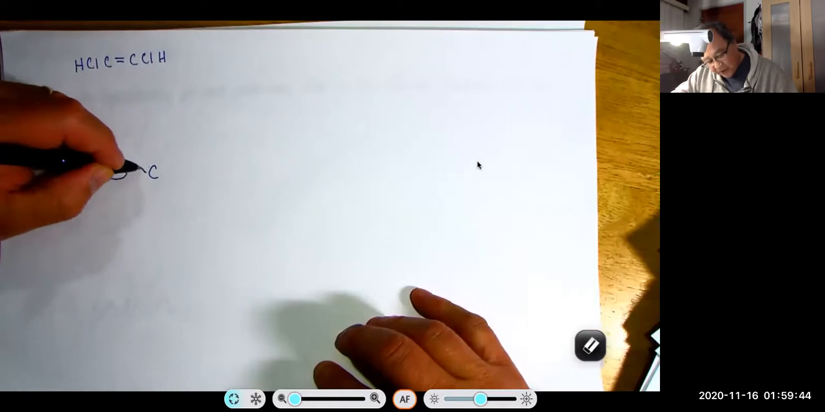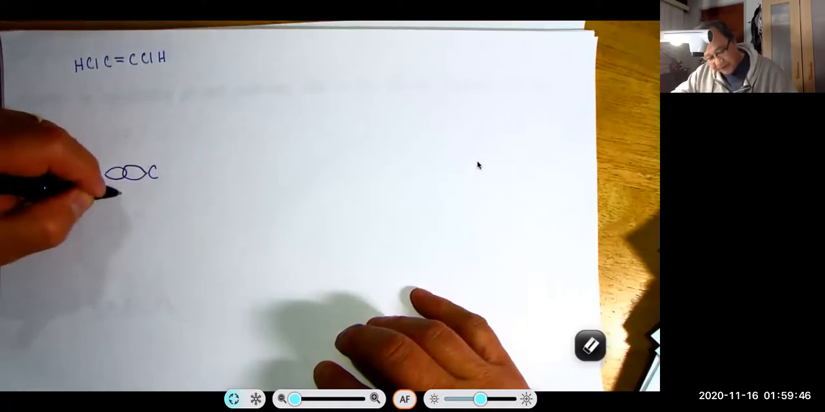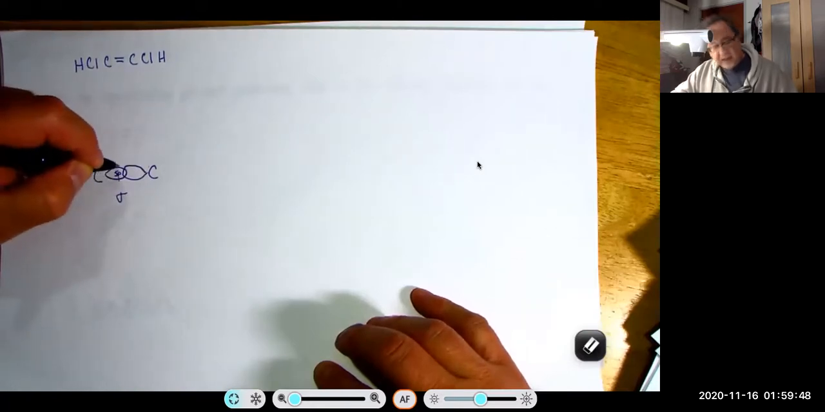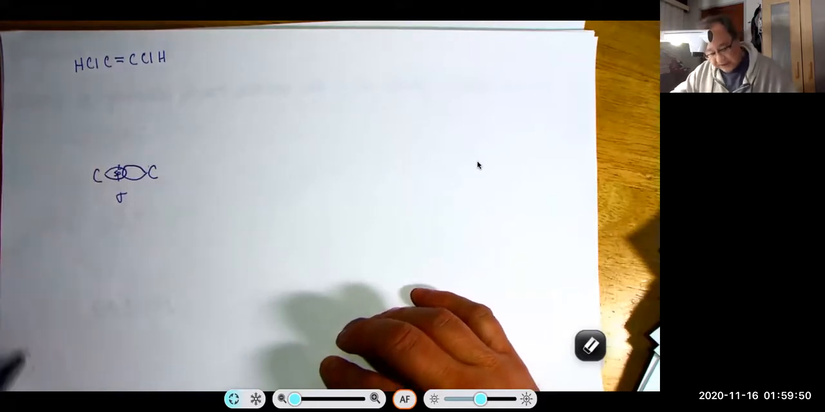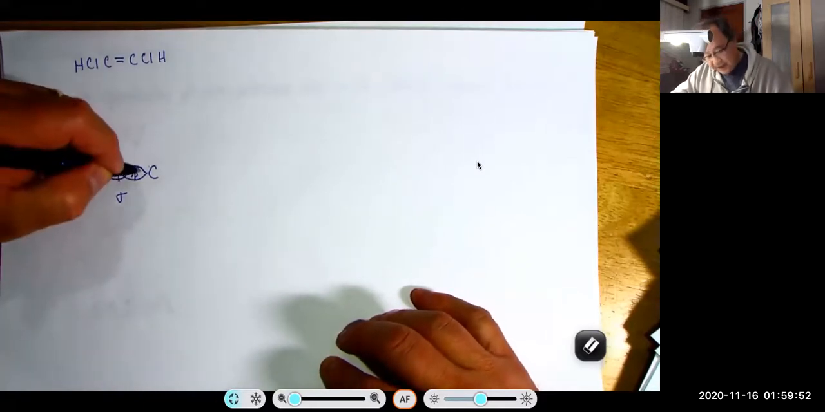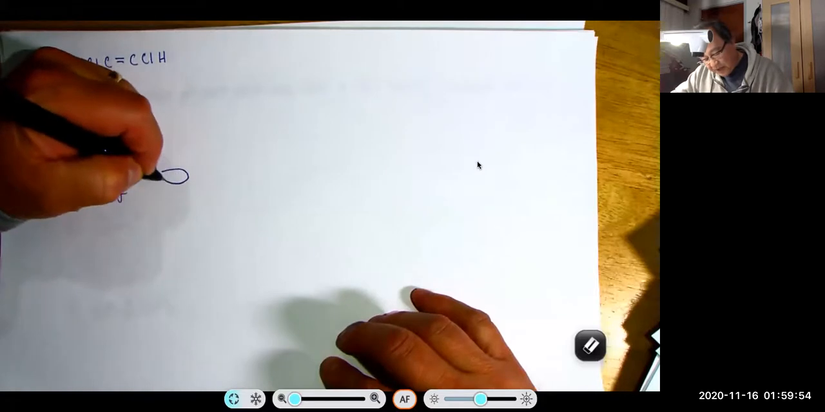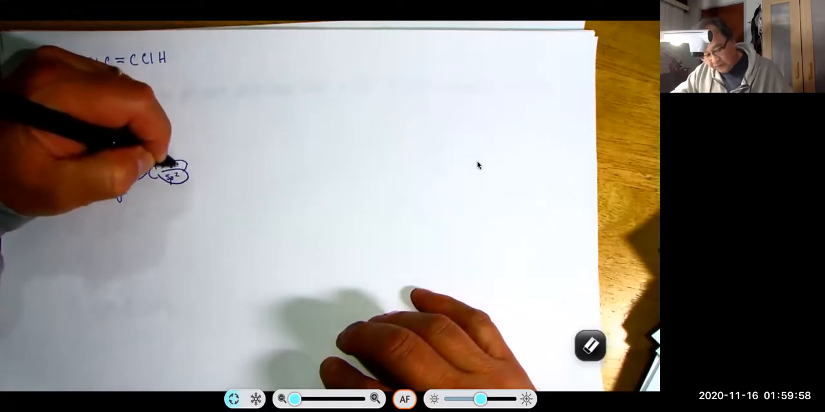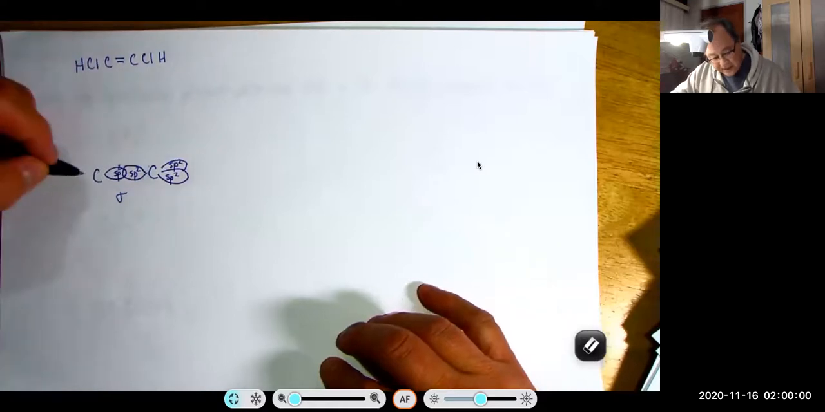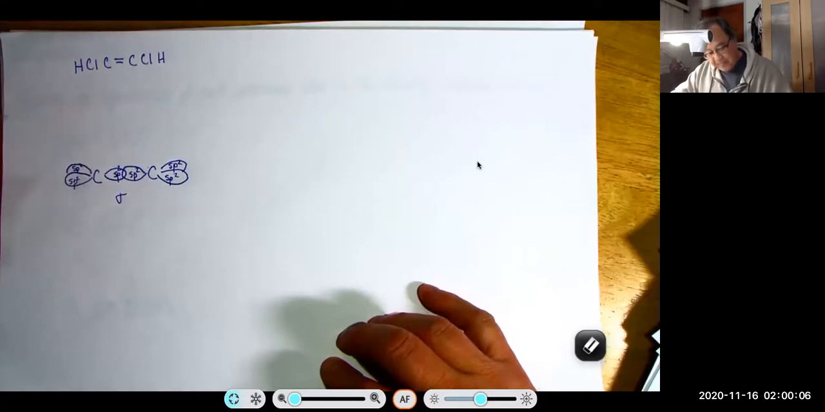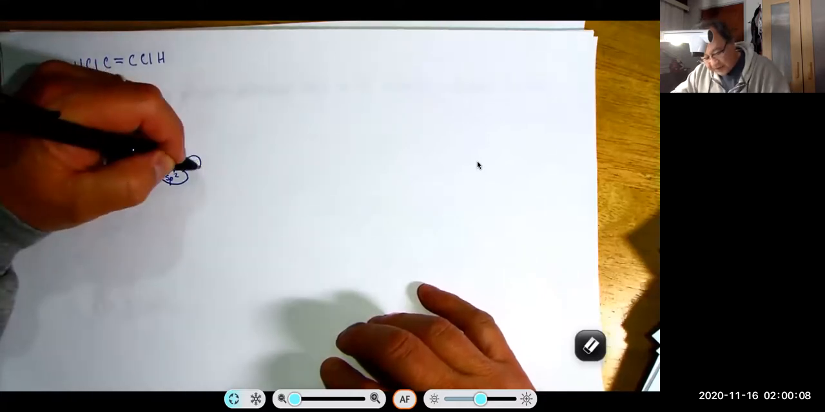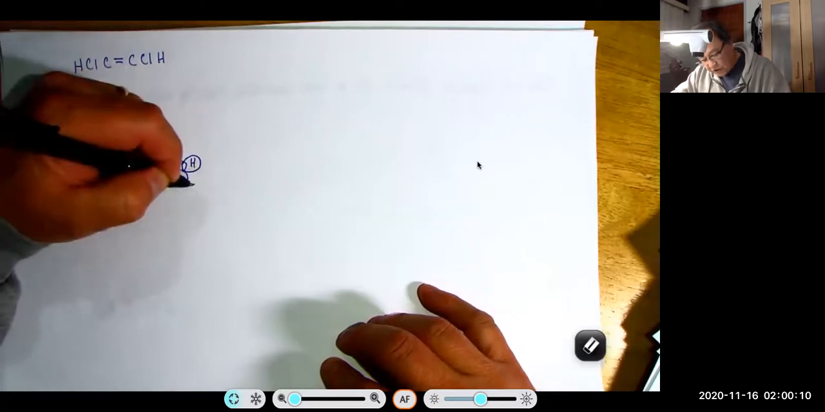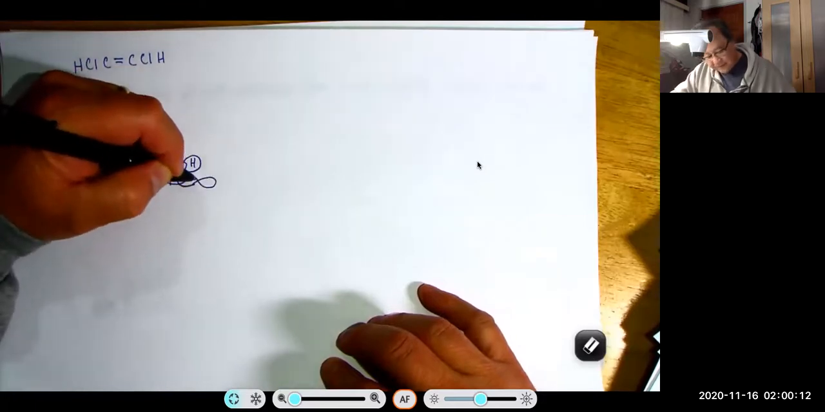So here's one of the sigma bonds. I think I said sp3. I should have said sp2 hybridized. Here's another sp2 hybrid orbital. Here's another sp2 hybrid orbital. And here's an sp2 hybrid orbital. And here's an sp2 hybrid orbital. Here's your hydrogen bonding to that. And here's your chlorine bonding to this.